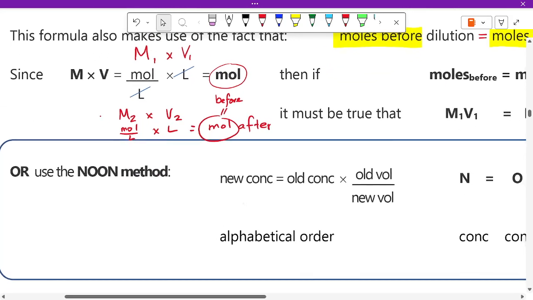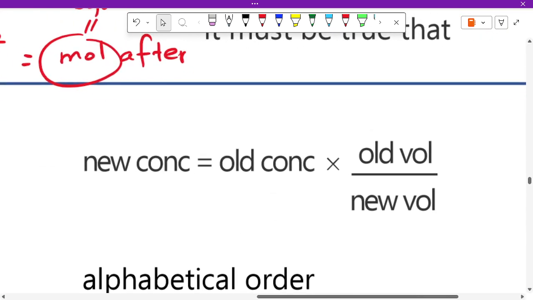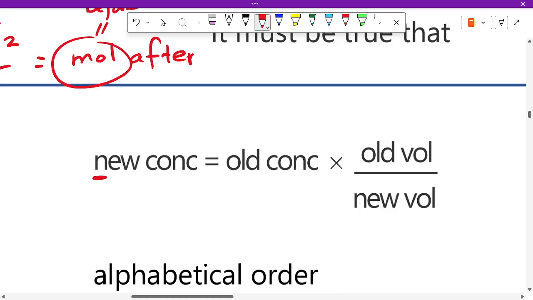I really like the noon method, but most other people don't. But I'm going to show it to you in case you're one of those weirdos who, like me, likes this method. Your new concentration, N, is equal to the old concentration, O, times the old volume, O, divided by the new volume, N. And that spells N, O, O, N. Noon.